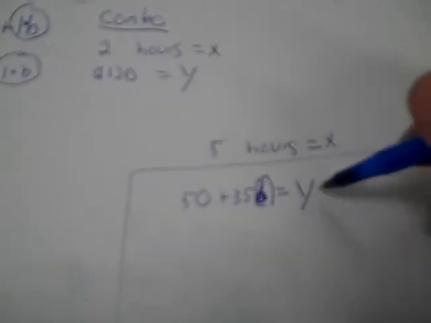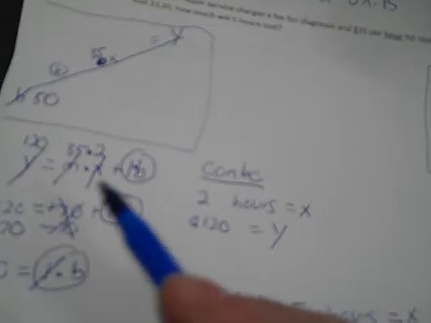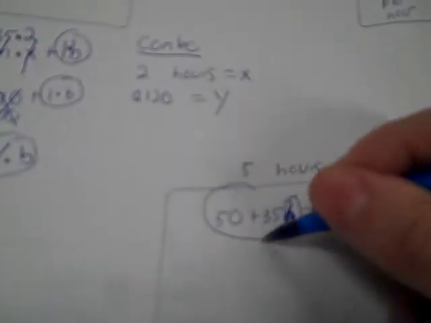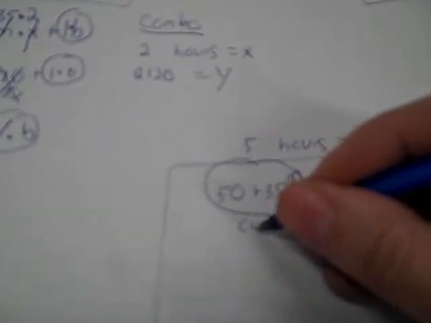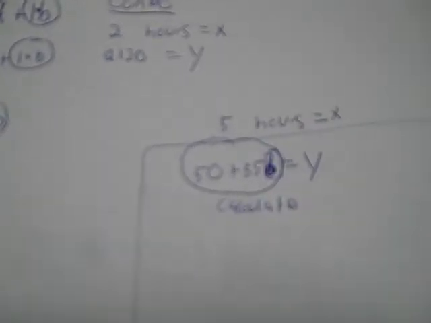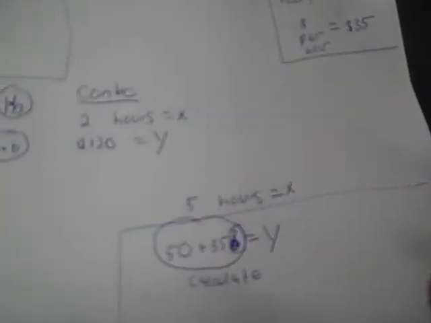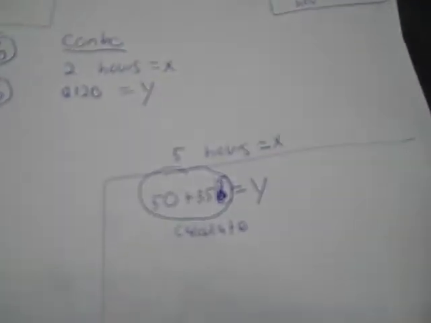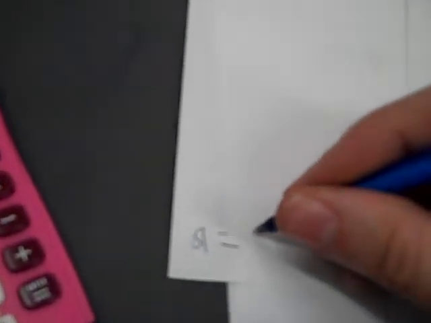So what I do then when I'm solving for y on a line is I just circle that entire thing and calculate it. So 50, I don't need to dot the y because there's nothing with it, plus 35 times 5. $225. Okay, and that's what I can put down here. So 5 hours are going to cost $225.